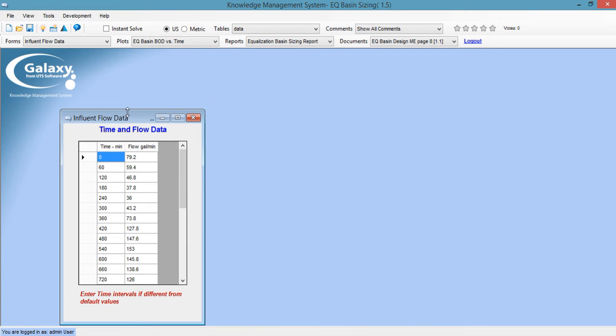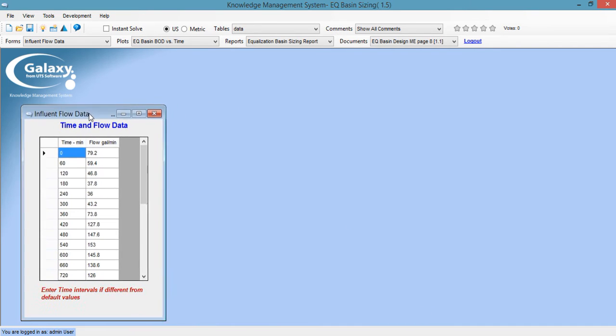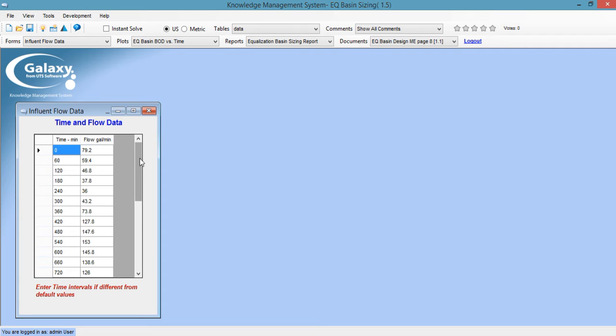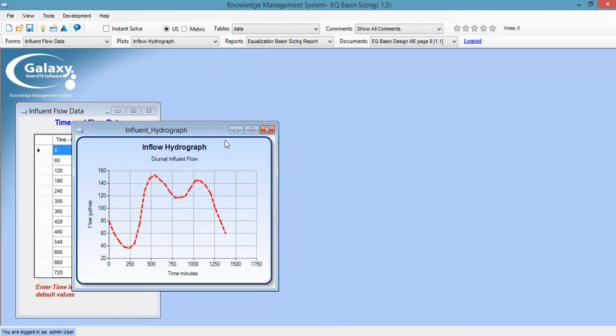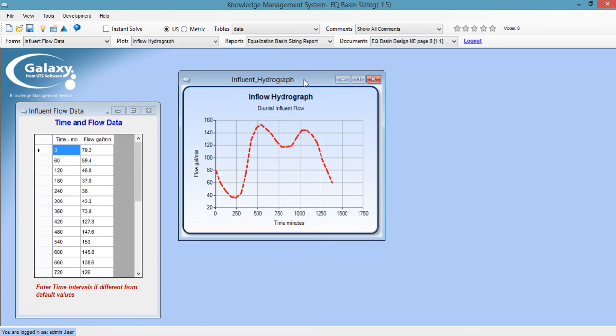Now, the first screen that comes up is the Influent flow data. This is the flow rate in gallons per minute. Okay? This flow rate is also shown here as the Inflow Hydrograph, which is a typical diurnal flow. You would enter your data here off of your Influent flow meter, and this is in 60-minute intervals.